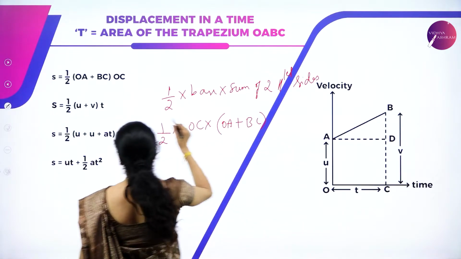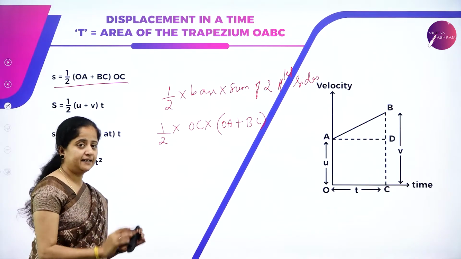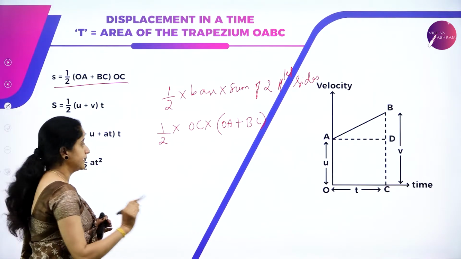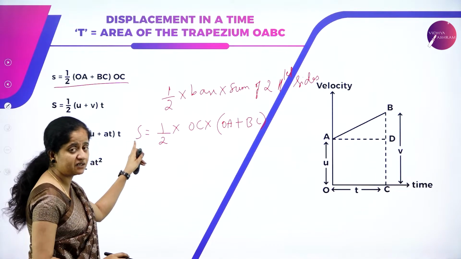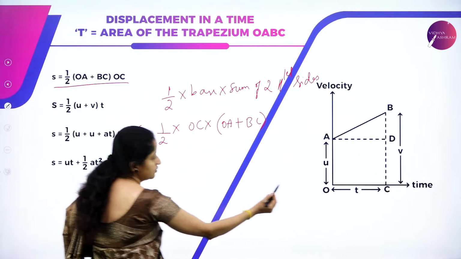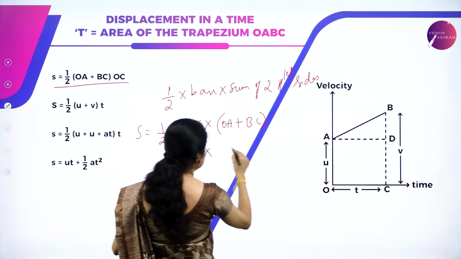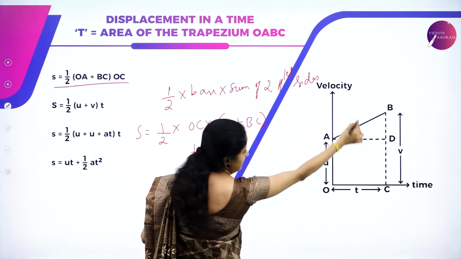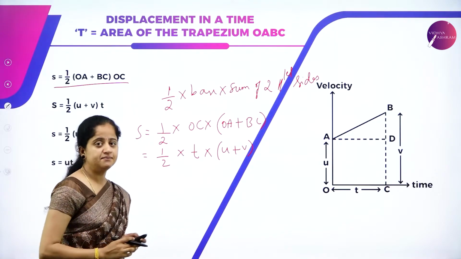So we get half into OA plus BC into OC, that is the area of trapezium. So area under the VT graph gives us displacement and hence it is denoted by S. Now S is equal to, what is OC? OC is nothing but T, and OA is U plus BC is V. We have half here. Yes, now let us simplify this.